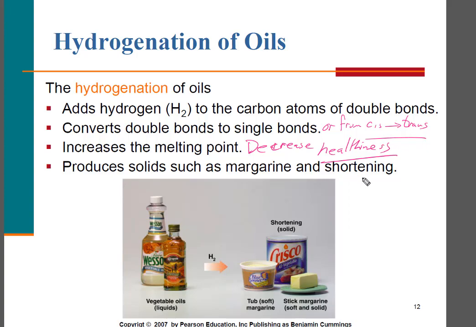Products such as margarine or shortening, these are partially hydrogenated vegetable oil, right? So tub margarine, solid stick margarine, not good for you. A better thing to do is, because butter is saturated, but it doesn't have these trans fats. These guys have trans fats in them because it's partial hydrogenation.